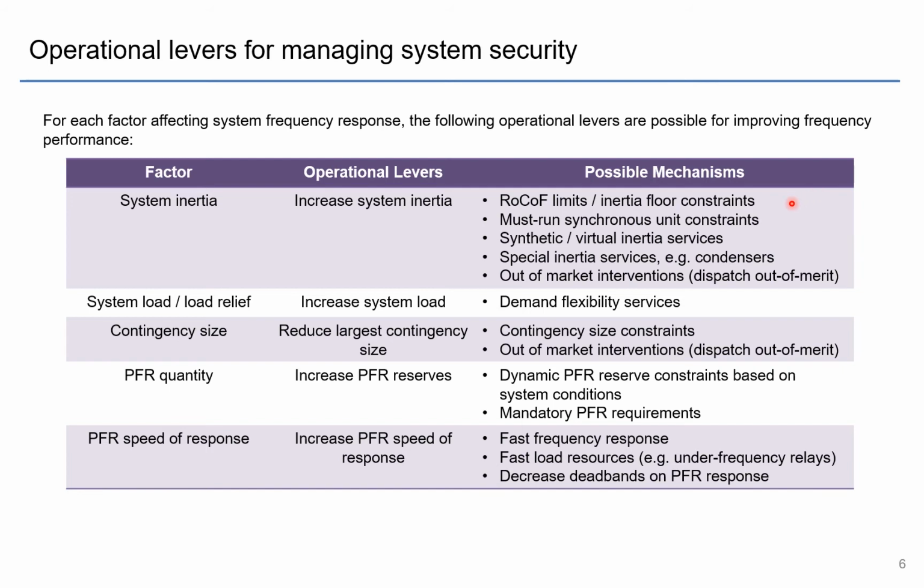So we could impose RoCoF limits or inertia floor limits. We could have must-run synchronous unit constraints, or we can have synthetic or virtual inertia services, or special inertia services such as synchronous condensers to be dispatched. Or finally, we can do out-of-market interventions, so dispatching out of merit. We could just turn on synchronous plant out of merit.